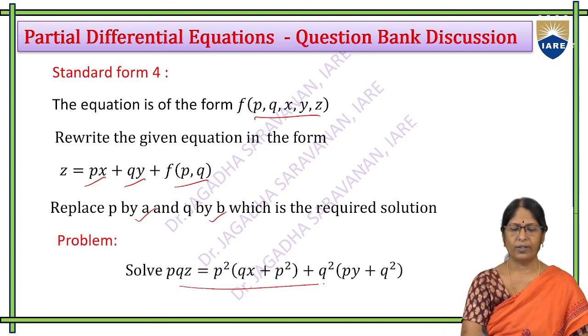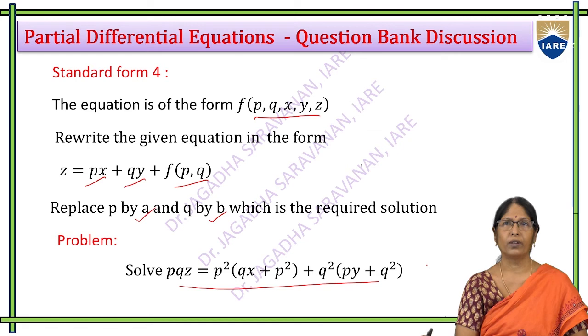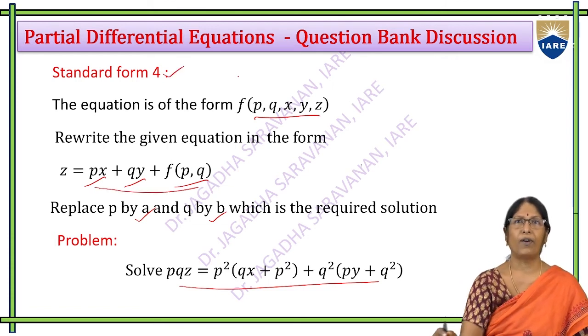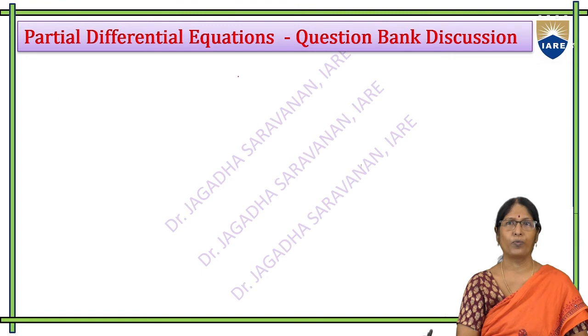Here we can notice the question which is given. It is not at all in standard form 1. Standard form 1 has only p and q. No, here x and y are also there. All 5 are there. But the question should be rewritten in such a format which is defined for standard form 4.